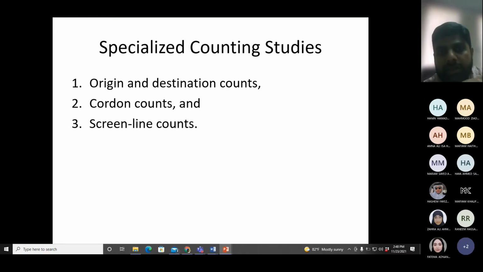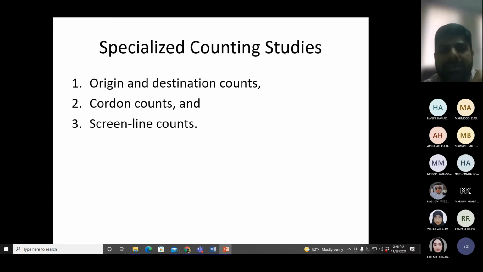In specialized counting studies, our focus is on the entire area. We are trying to find out how many vehicles enter or exit an area, and how many travelers enter and exit an area. The studies in which we try to find the number of travelers entering and exiting an area, we call them specialized counting studies.